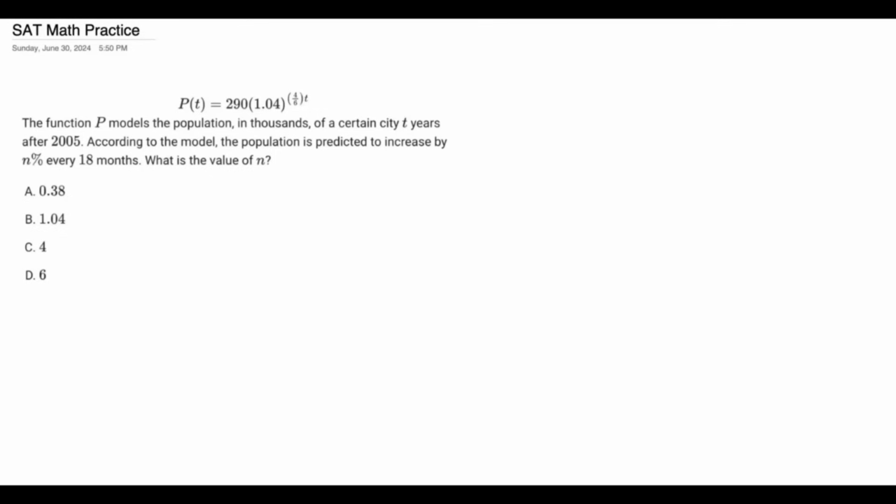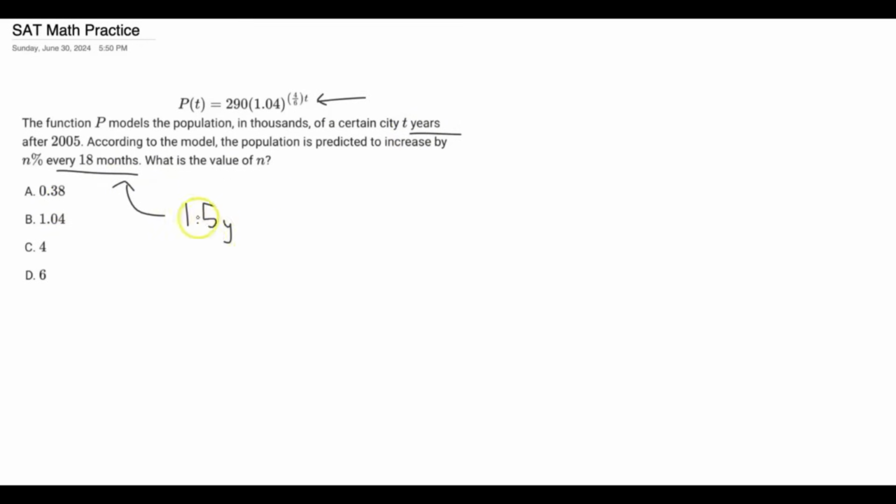According to the model, the population is predicted to increase by n% every 18 months. What is the value of n? All right, so first off, we want to know how much it increases every 18 months, but in our equation, t is represented by years, and so we want to convert this 18 months to years. So 18 months is just 1.5 years, right?